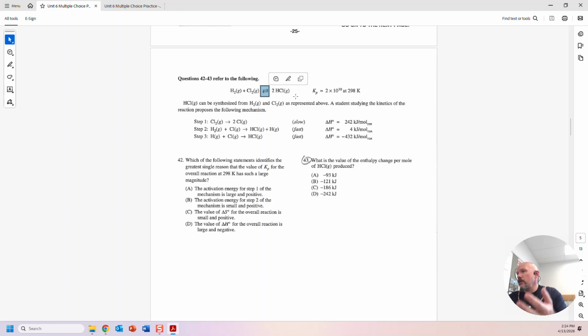So if they asked you an equilibrium question where you're making a RICE chart and trying to figure out the final concentration of something, don't treat it like an equilibrium. Don't make a RICE chart. It's a limiting reactant stoichiometry. The reaction stops when you run out of one of your reactants.